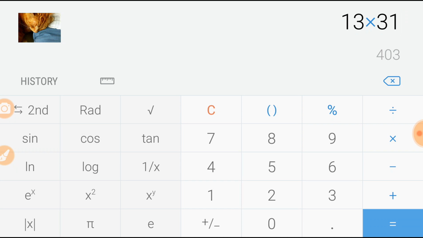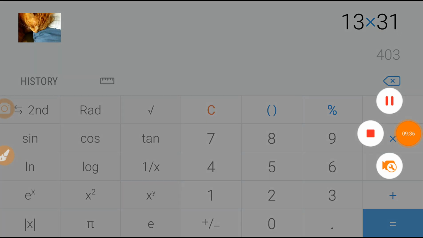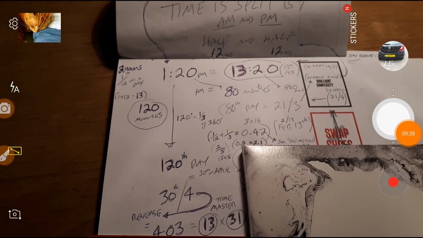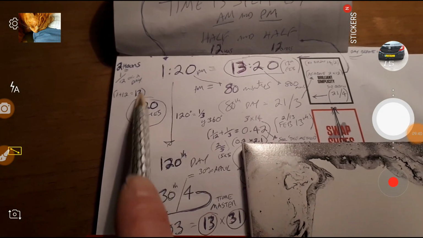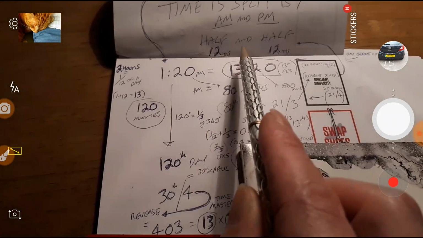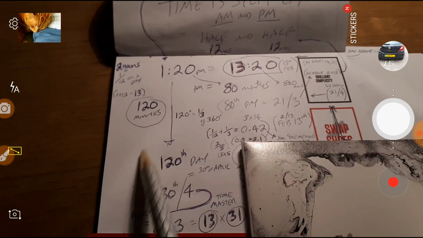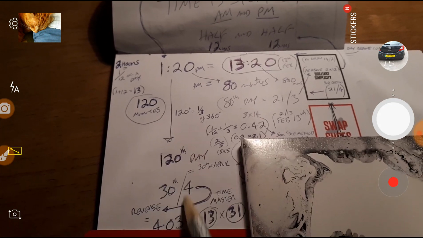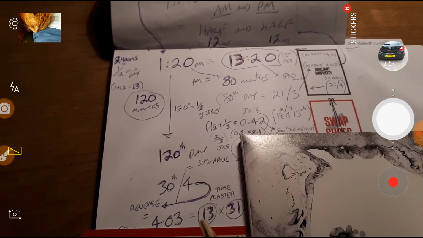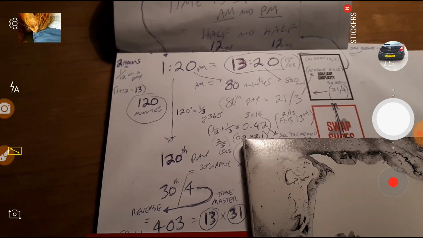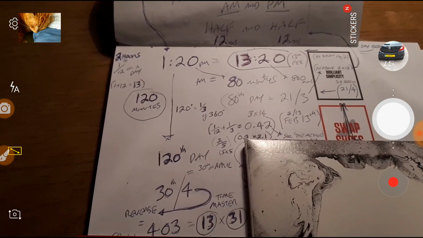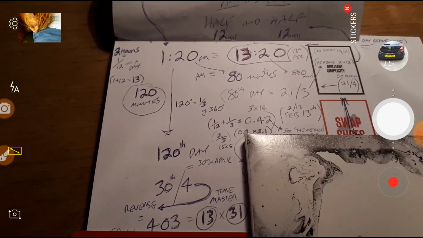30th of April backwards, 120th day of the year, which we got simply by getting a 12th of the day, 2 hours, 120 minutes. 120th day. All links back to Master of Time. Okay, let me try and just finish this off with the rest of it.